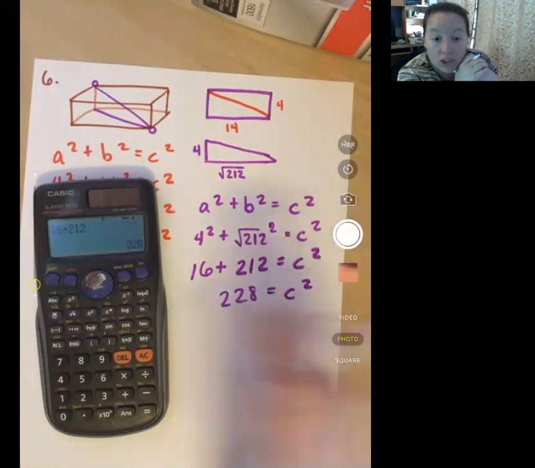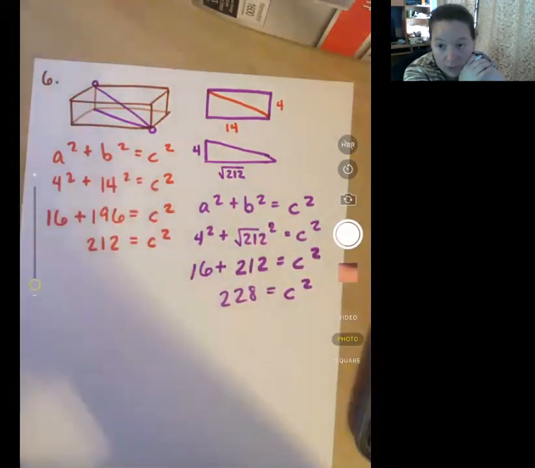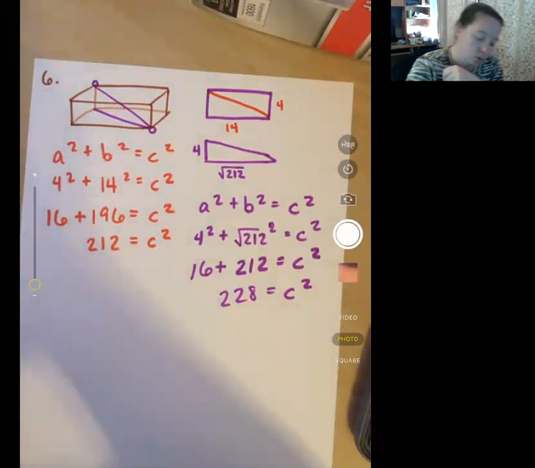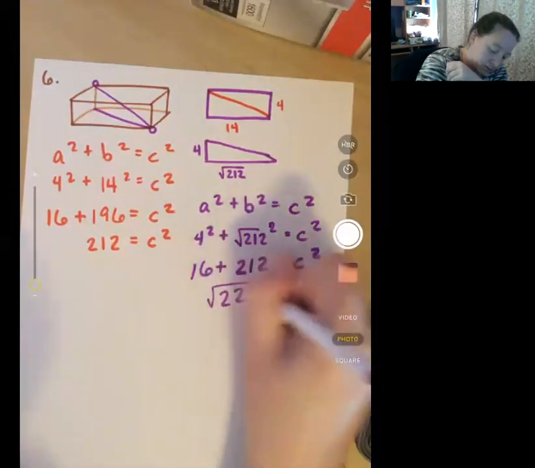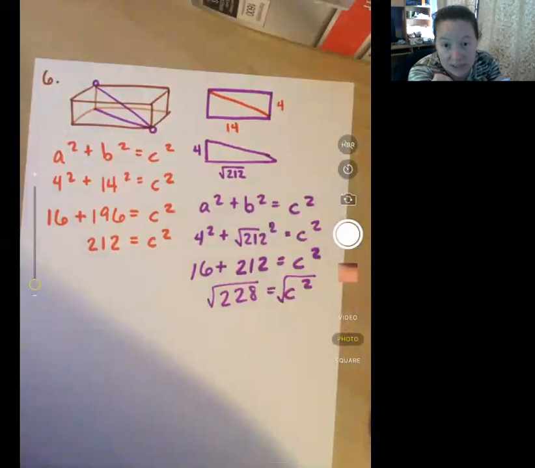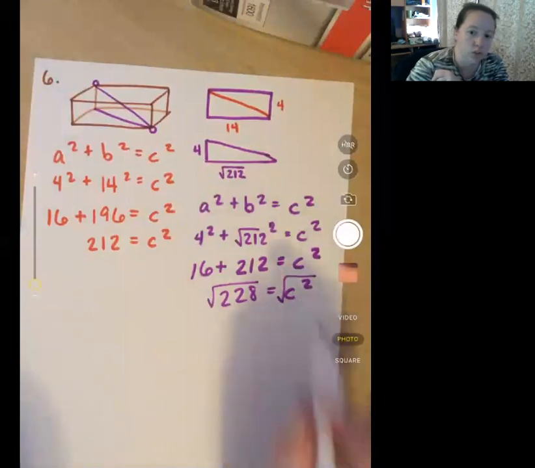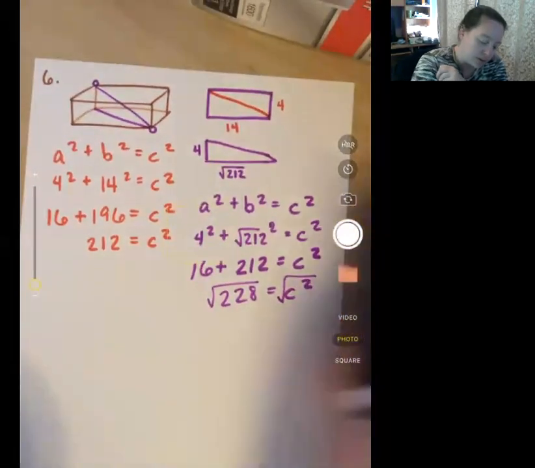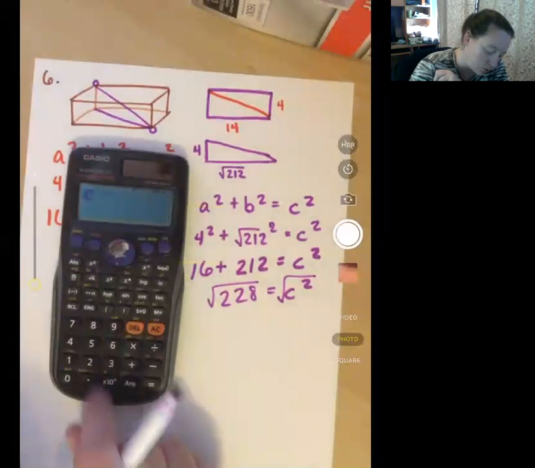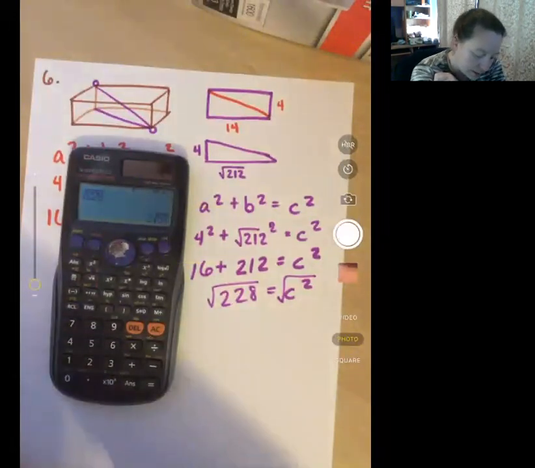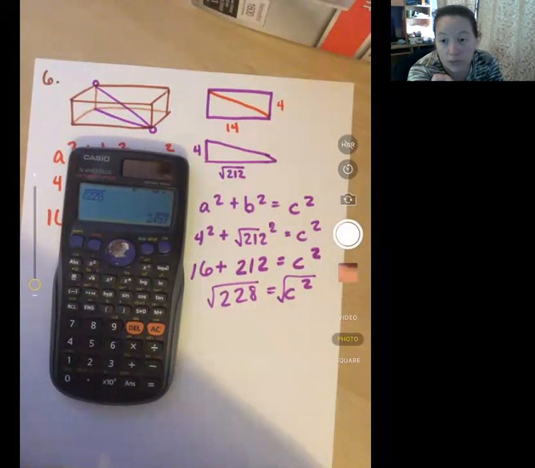Now, it wants to know this. So we need to do the square root of both sides, because it wants to know what C is this time. It wants to know what the length of that is. The square root and the squared cancel each other out. So let's see what the square root of 228 is. 2 times the square root of 57. Okay, that's not what they want. This particular one, they want us to hit that S to D button. There's that S to D button.